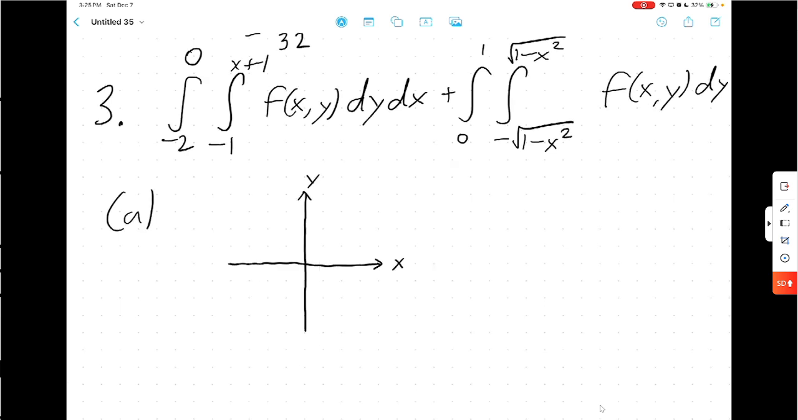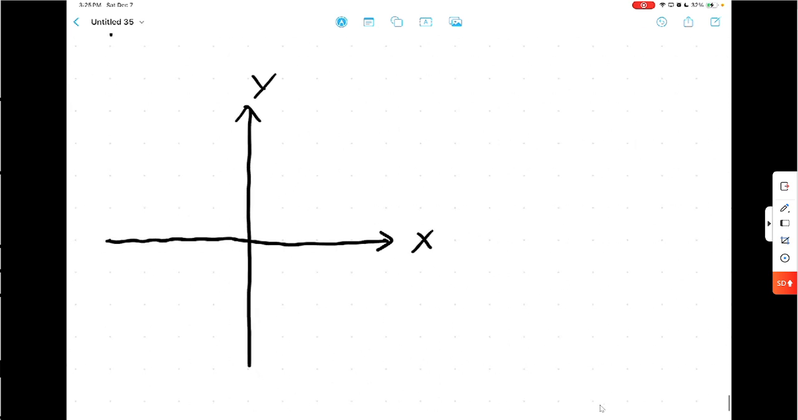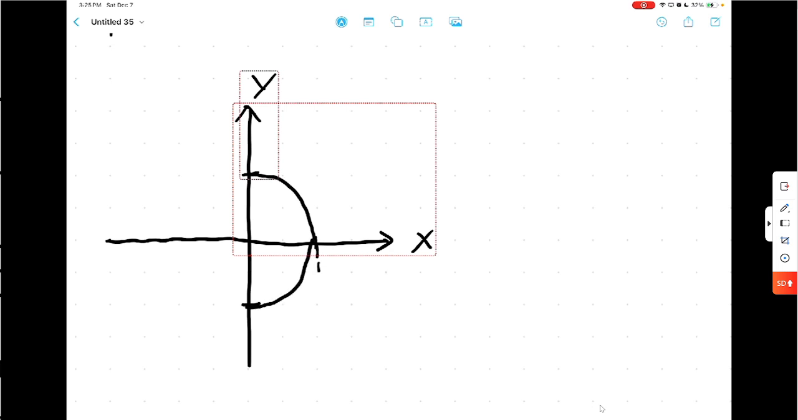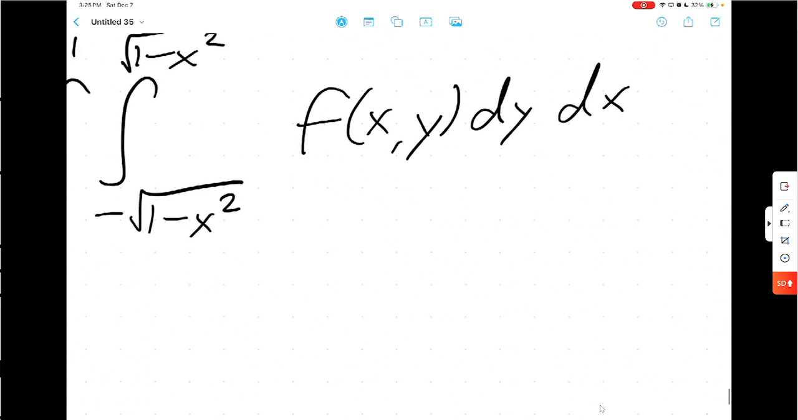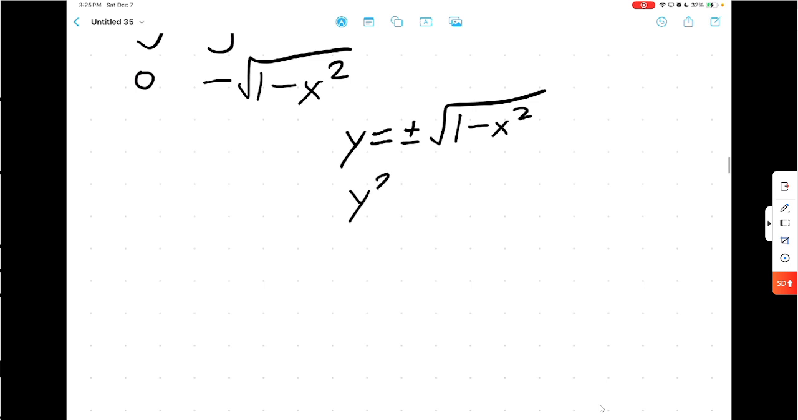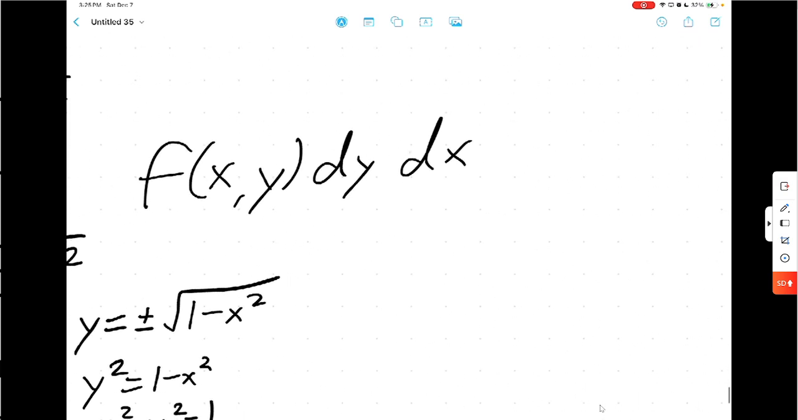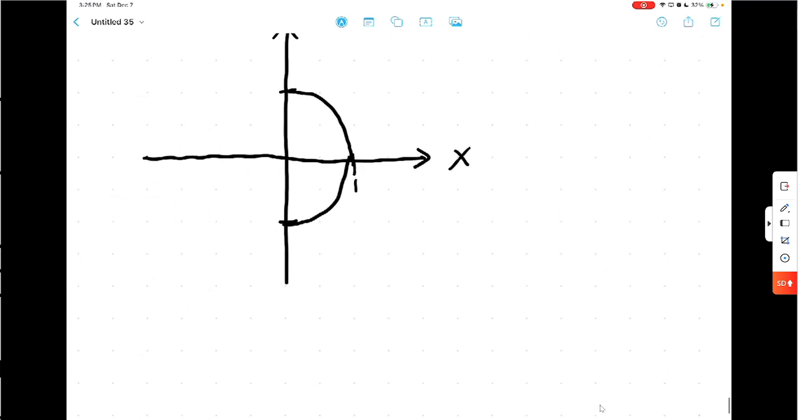X and y. So to start off, let's do the one on the right first. Why? Because this is just going to be a circle. No, just the right half of a circle of radius 1. Why is that? Because we have y equals plus or minus square root of 1 minus x squared, which is y squared equals 1 minus x squared, or x squared plus y squared equals 1. And because of this, we have a unit circle, but because x is confined between 0 and 1, we're only going to have the right side.